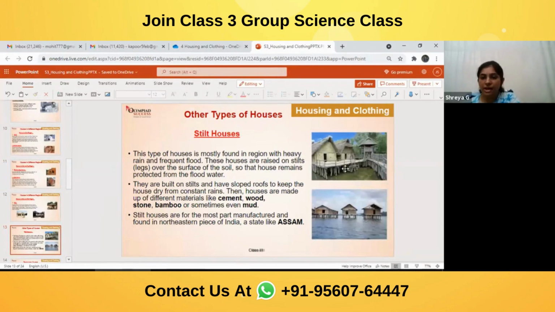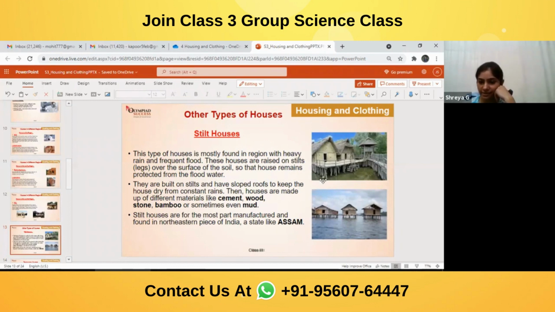Other type of houses are, see, stilt houses. Stilt houses are those houses where there are more floods. Okay, you can see the houses are on sticks. So they are the areas where most of the floods come. This type of houses is mostly found in the region with heavy rain and frequent floods. These houses are raised on stilts.